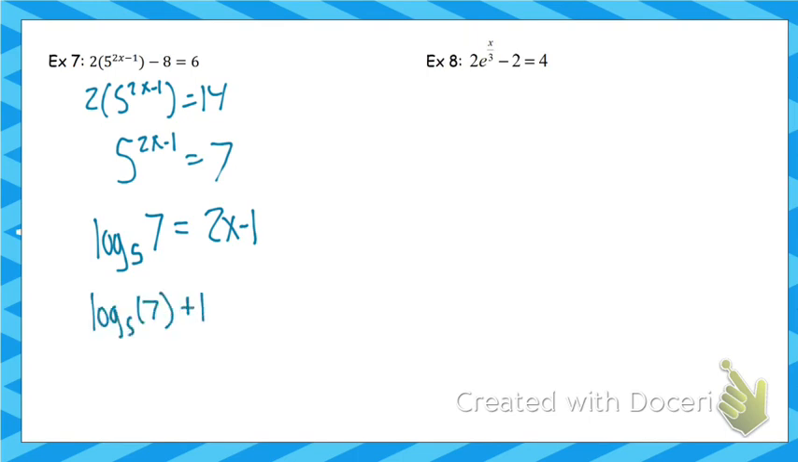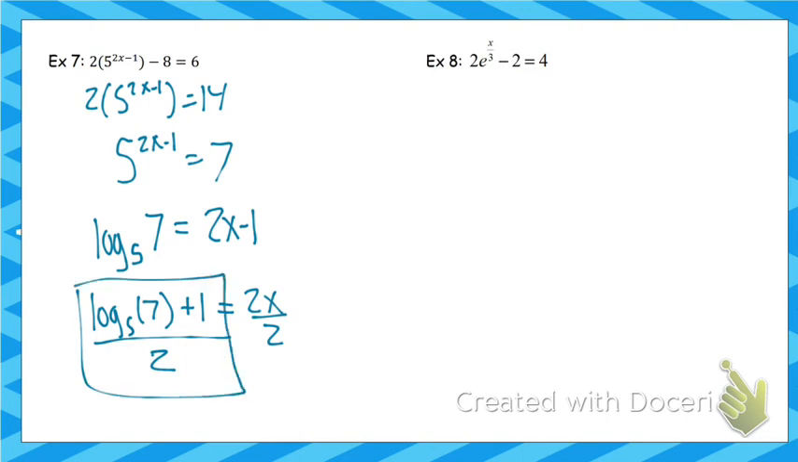I'm going to add 1. And remember, I'm not adding the 1 to the 7. The 7 is part of the log. It's part of the argument. We can't add the 1 to it. Then I'm going to divide everything by 2. And that whole thing divided by 2 is my best exact answer.